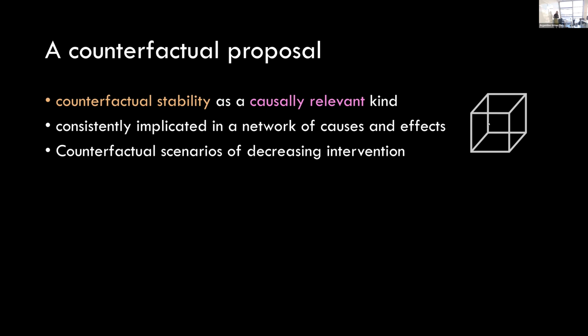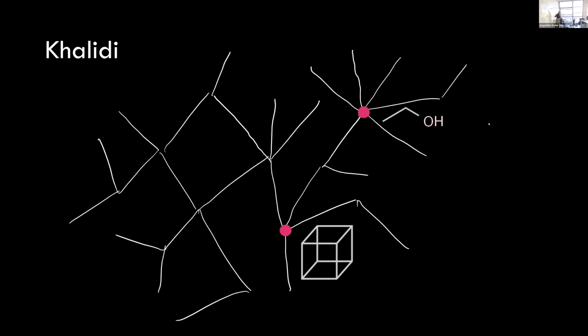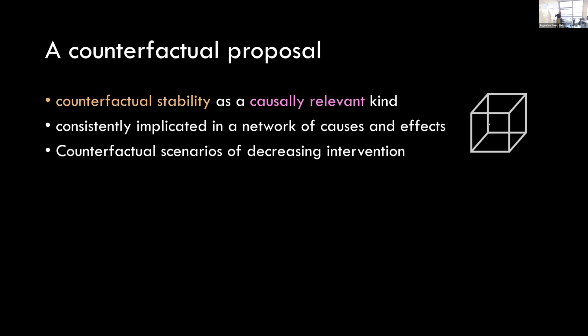So going back to the Khalidi view, basically thinking of kinds as embedded in a causal network. First, I'm saying that they are consistently implicated in a network of causes and effects. This is something that Khalidi also says, but he basically says that any kind that is consistently embedded in a network of causes and effects is a natural kind.